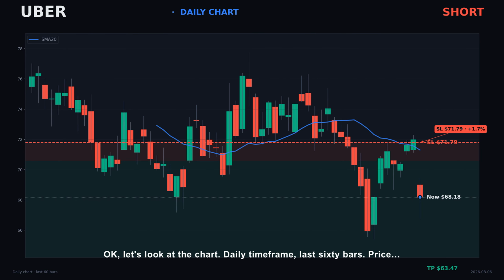Daily time frame, last 60 bars. Price action is in a downtrend of moderate strength. That's our primary directional bias right out of the gate. You can see the dotted lines on the chart. Green is our TP at $63.47. Red is our SL at $71.79. Those are the 2 numbers that matter most in this whole video.